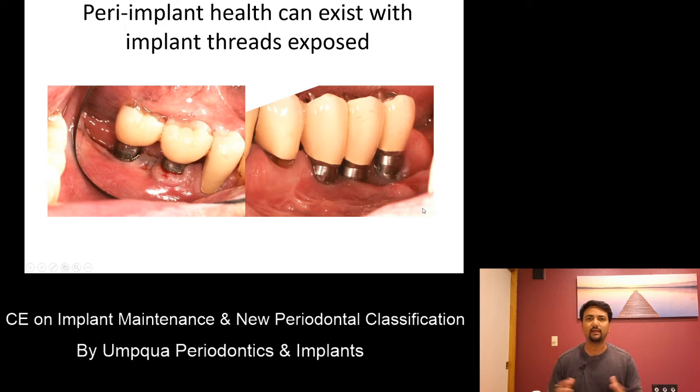Can peri-implant health exist in implants which have past bone loss, or where implant threads or the abutments are visible? Yes. From the examples you can see on these slides, these are patients who have been maintaining these implants, who had probably some surgical procedure done, or maybe lost some bone around the implants, and are now maintaining well.